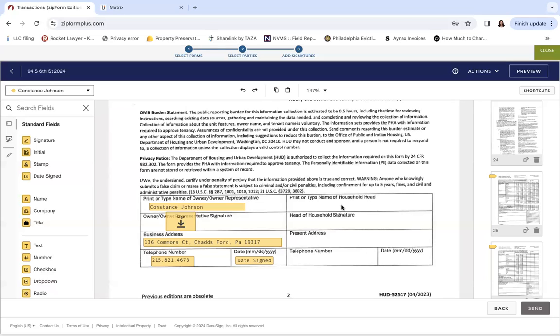On this right-hand side, your tenant's information is going to go here. So the name of the tenant head of household, his or her signature, what their address is, their telephone number, and they'll date it as well.